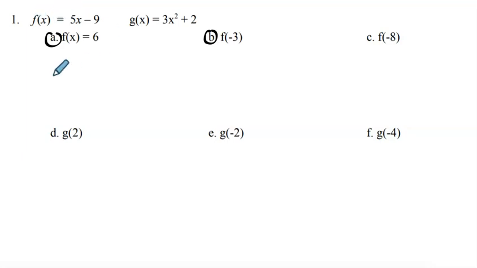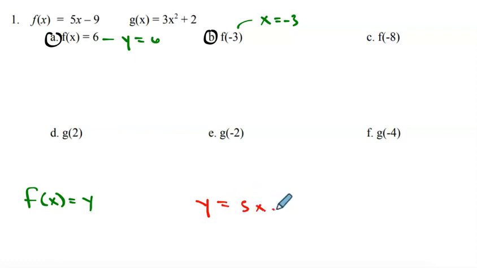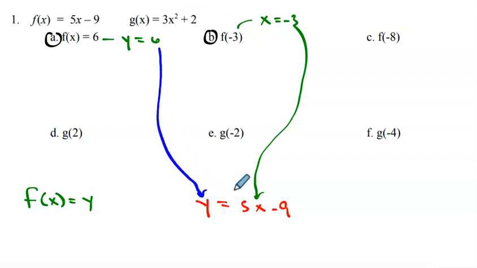So you have f of x, and if you remember, f of x is the same thing as y equals, right? So it's your y. The entire f of x is your y. So I'm either giving you the x, here I'm giving you x is equal to negative 3, and here I'm telling you that y is equal to 6. So once you have your function, let's say your function is y equals 5x minus 9 if I write it in this form, then in this one I'm going to take the negative 3 and substitute in for x and solve for y. And in this one I'm going to take 6, substitute in for y, and solve for x. So let's take a look at those, okay?